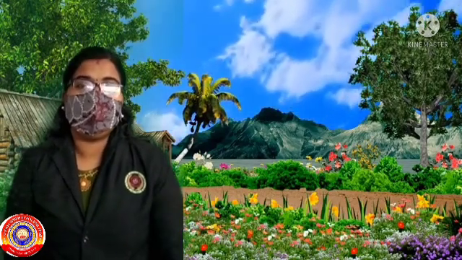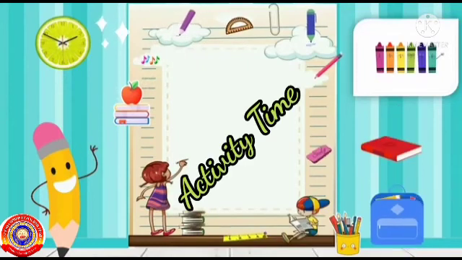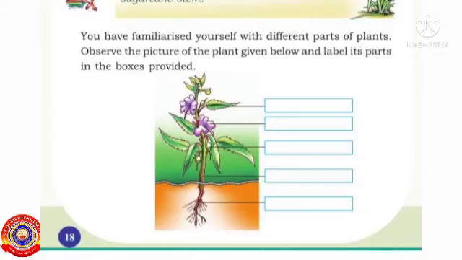Shall I give you an activity? All of you take page number 18. In your textbook, the picture of a plant is given. You have to write down the parts of plant given in the boxes in your textbook.